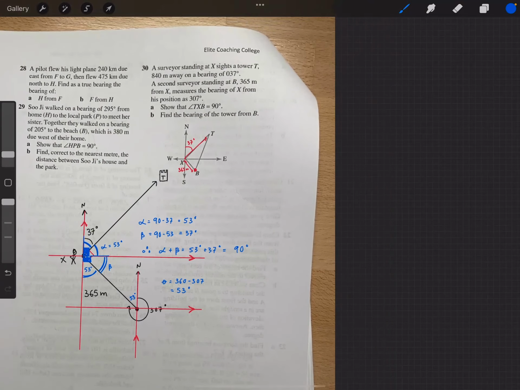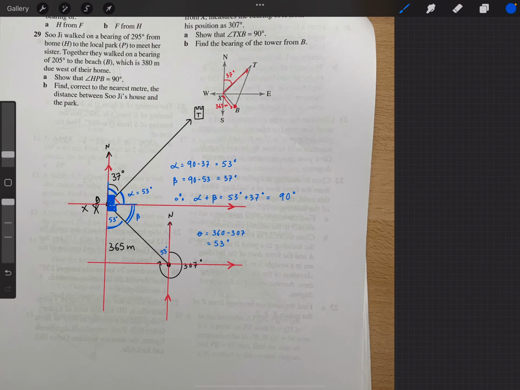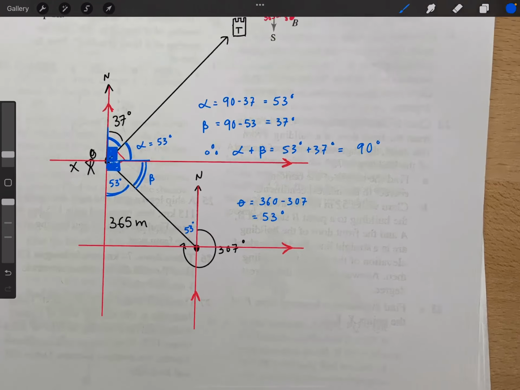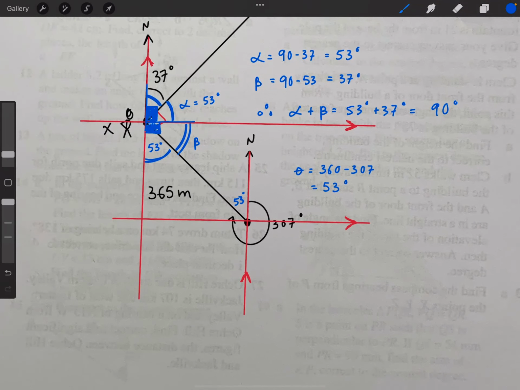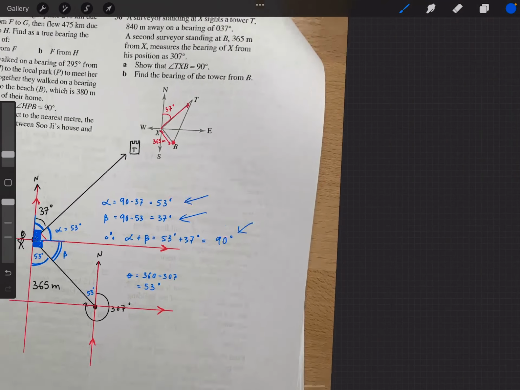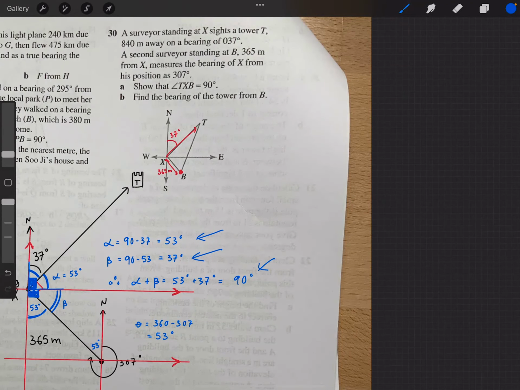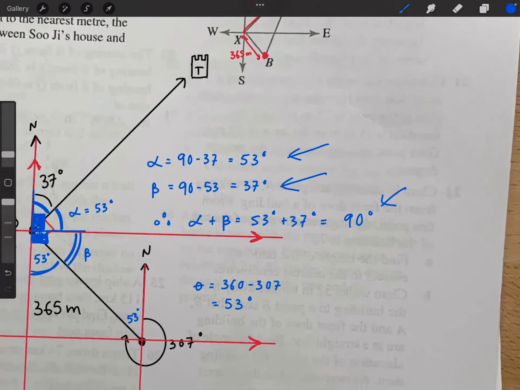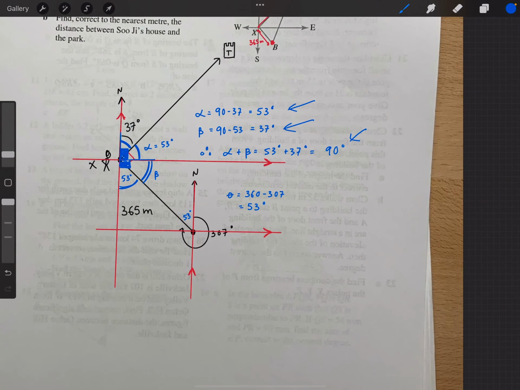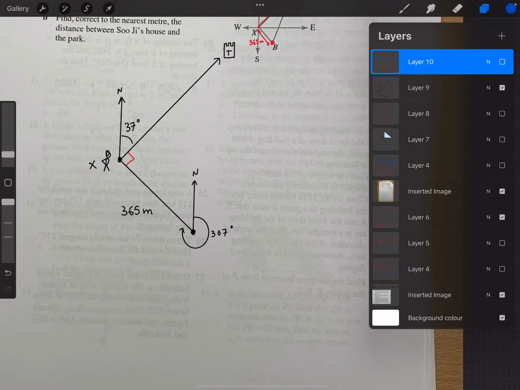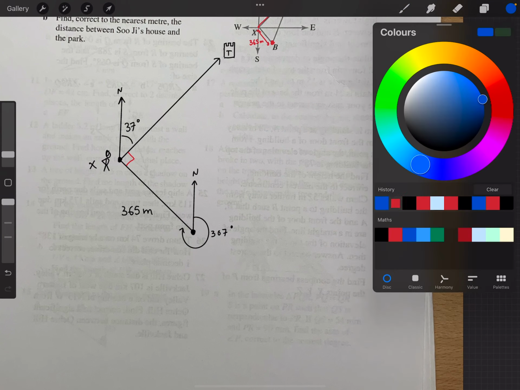And it says there, show that's the case. So if you get this kind of question, you can label that one alpha, that one beta, say that alpha is equal to this, beta is equal to this, they add up to 90 degrees, there, done. Now, the next one says, find the bearing of the tower from B. From B. So, let me just get rid of all that.